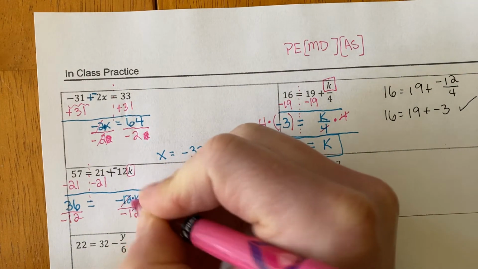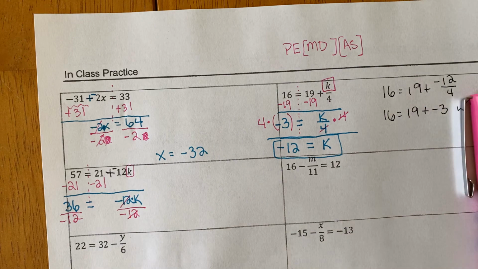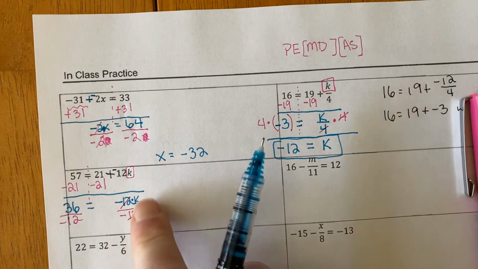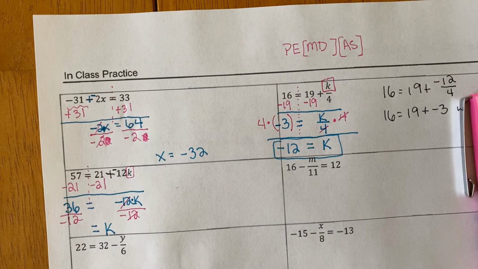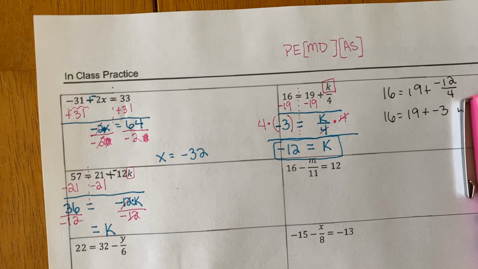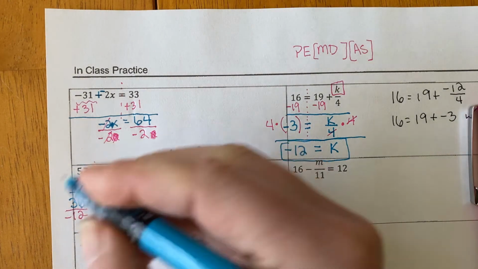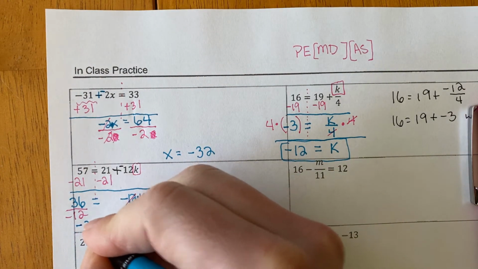That's going to cancel. The negative 12 divided by negative 12 is 1, or 1k. Just leave it as k. And 36 divided by negative 12 is negative 3.